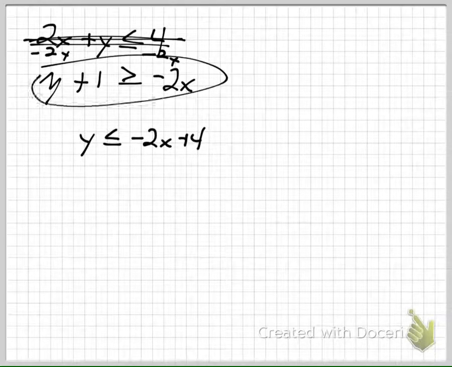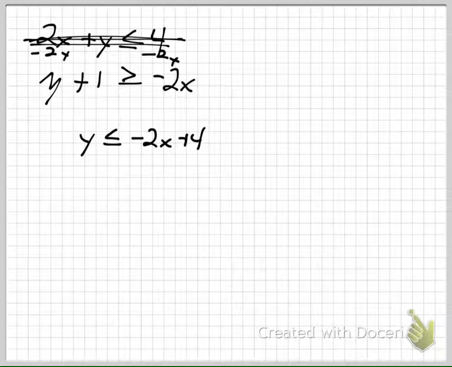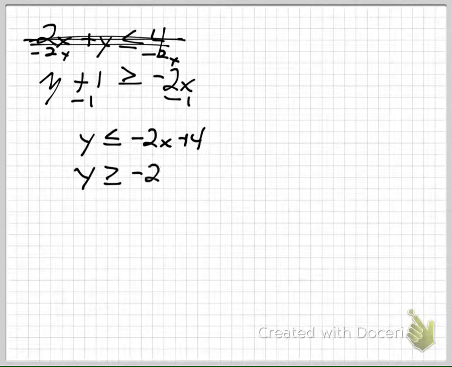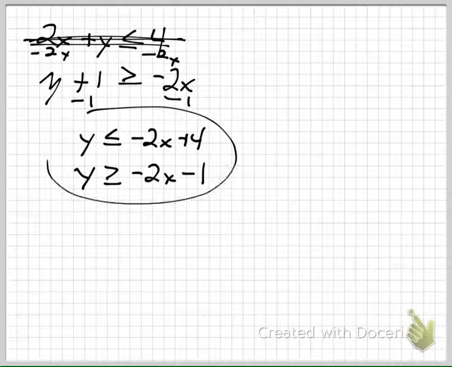And this one, what do I need to do to get y alone? Minus 1, minus 1. It ends up being y is greater than or equal to negative 2x minus 1. There are my two lines. Do you agree?